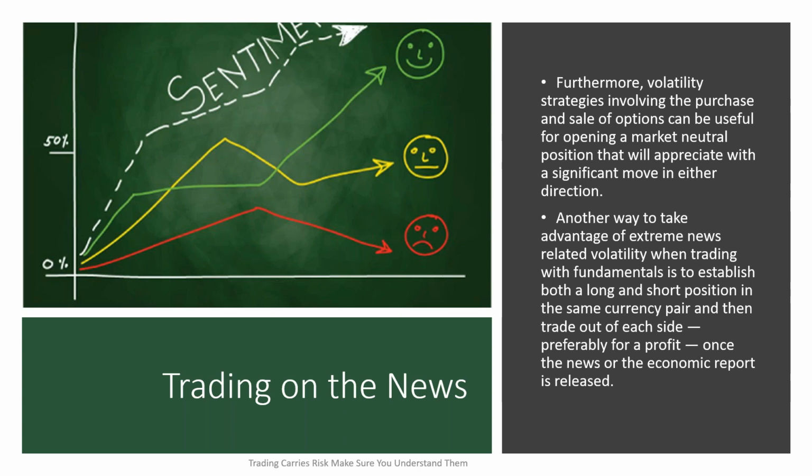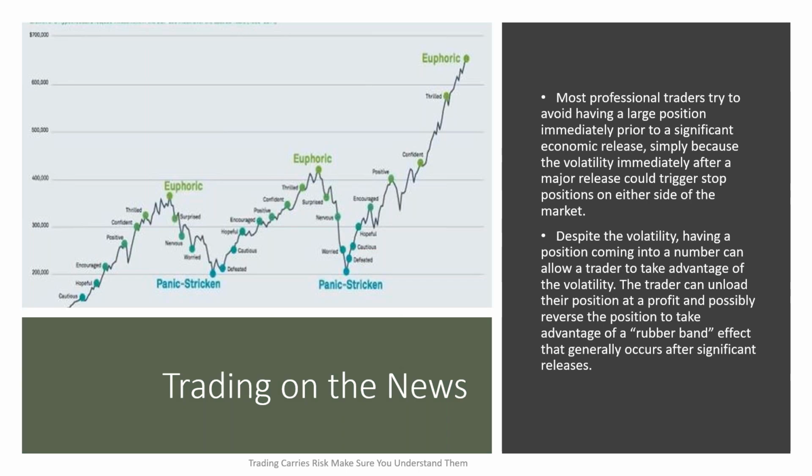Another way to take advantage of extreme news related volatility when trading with fundamentals is to establish both long and short-term positions in current currency pairs and then trade out of each position as the market bounces up or down. But you have to understand these because sometimes the market's already taken into account a central bank action. And so before that action happens, the markets have already pushed the asset up or down.